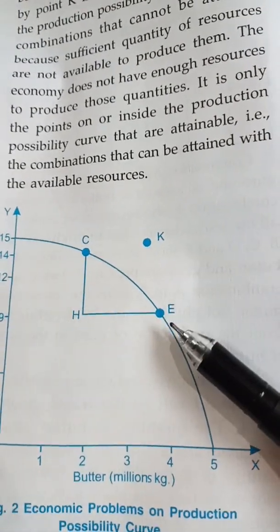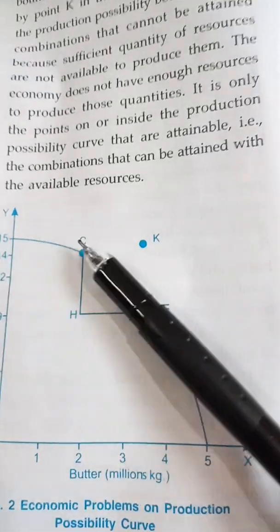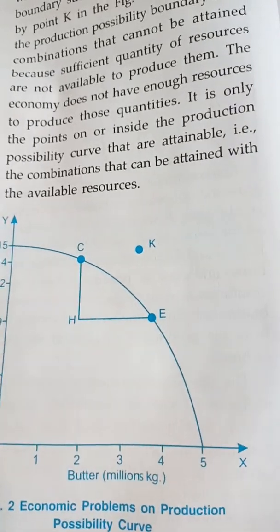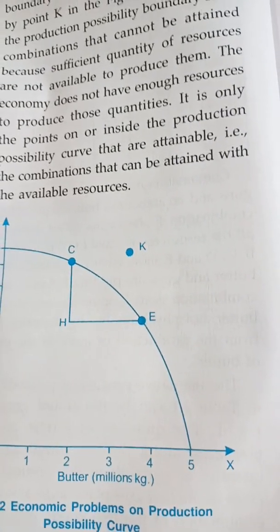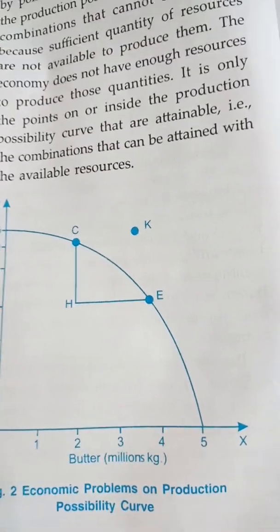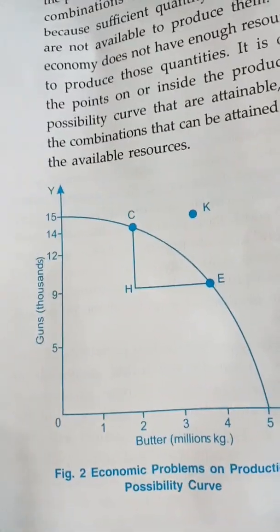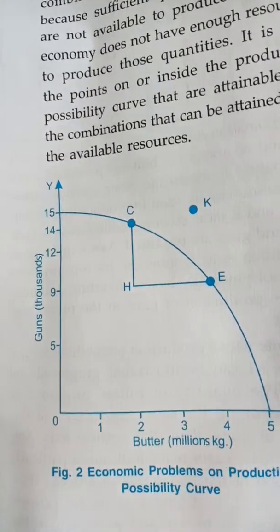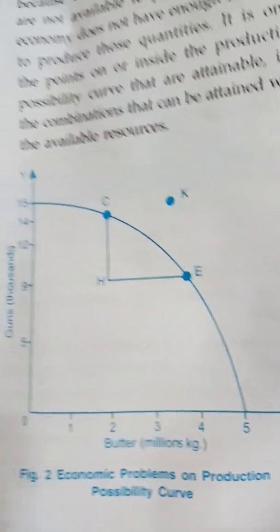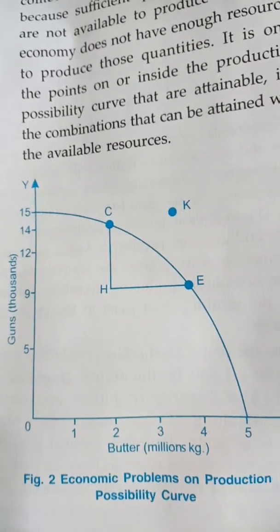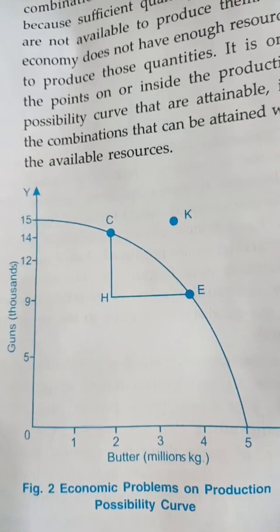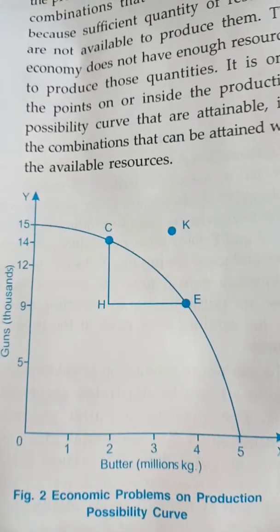If I point out these two points, C and E, this shows the problem of choice. Which one to choose? If point C is chosen, then it is more guns and less butter. If point E is chosen, it is less guns and more butter. Then which one to choose? The economy has to decide. So this is depicting the problem of choice.